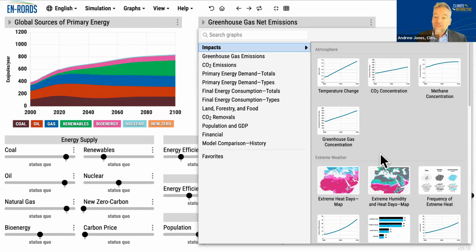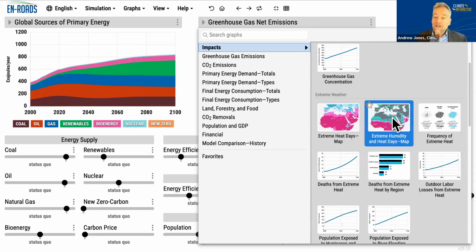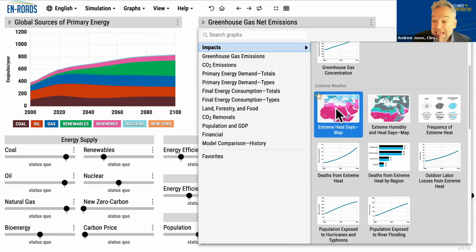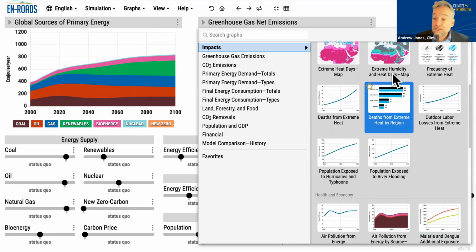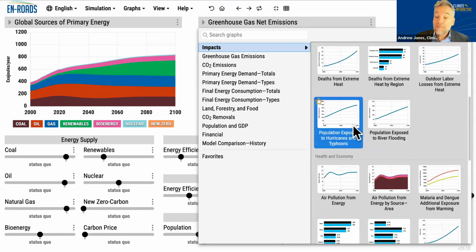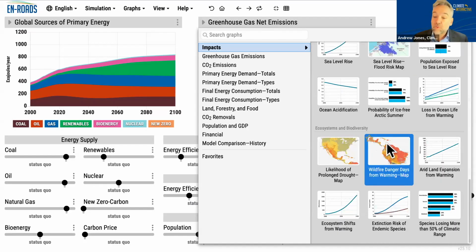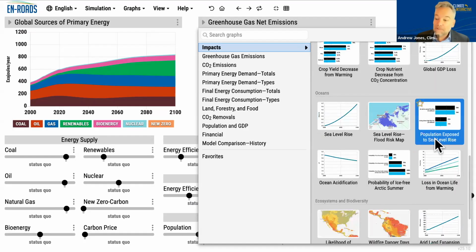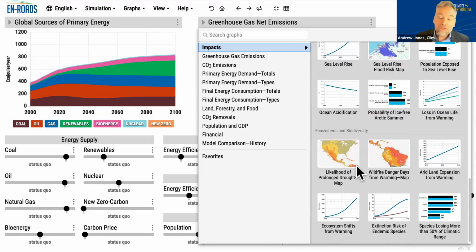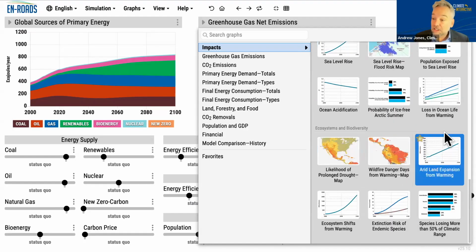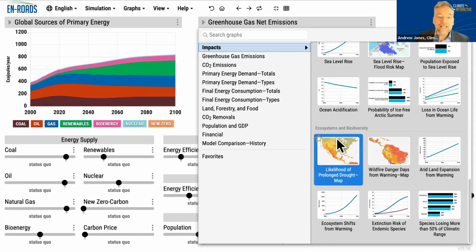You can see over here on the right, I hope that we can look at heat in locations, heat and humidity, the frequency of heat, populations exposed to hurricanes and typhoons, air quality. Way down here is wildfire danger days, malaria and dengue, not a big problem where you all are, ocean health, economic losses, biodiversity. What shall we play with? What are some impacts that we want to make better here in the simulator? Ocean acidification. What do you like?